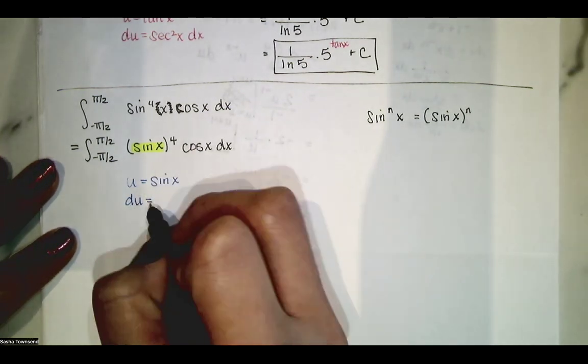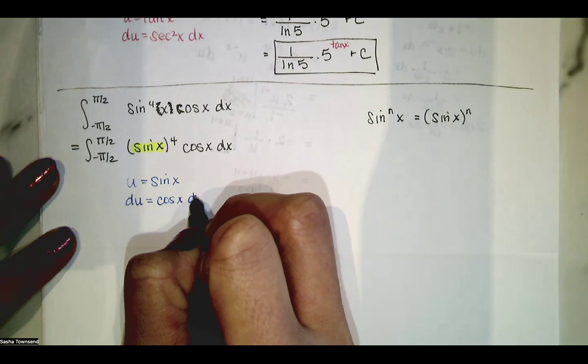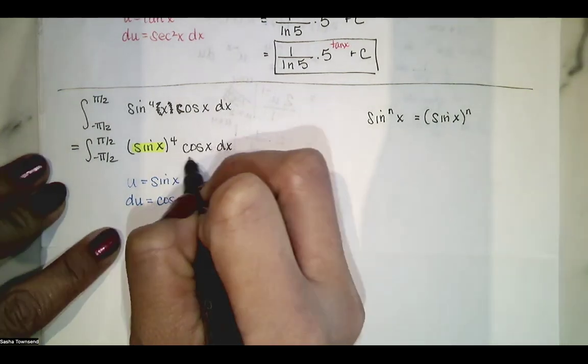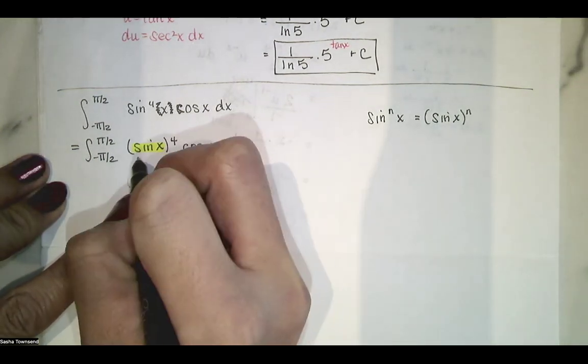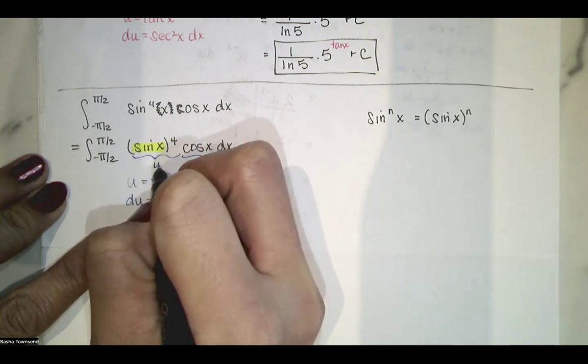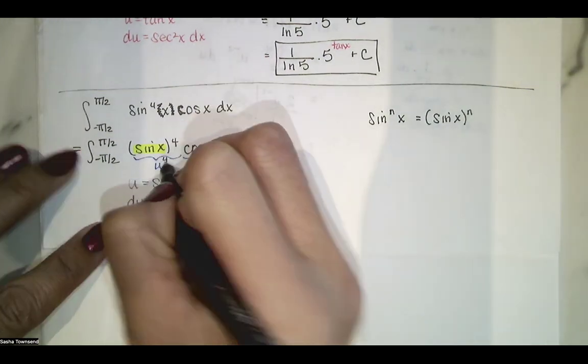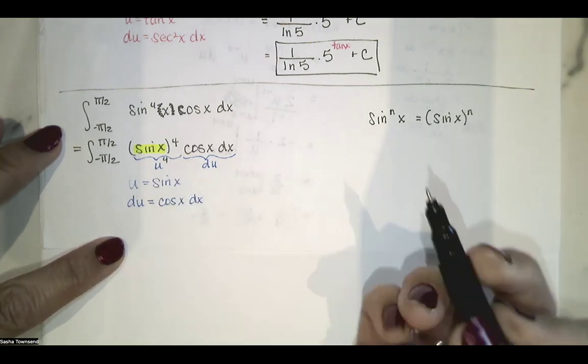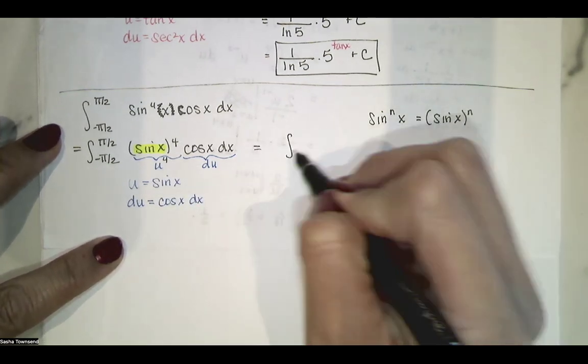What's the derivative of sine of x? We know it's cosine of x, right? So du is cosine of x dx. So this is actually du, and this piece is u raised to the fourth. That 4 is still there. So now I've got the integral of u to the fourth du. That's a simple one. It's just a power rule, right?